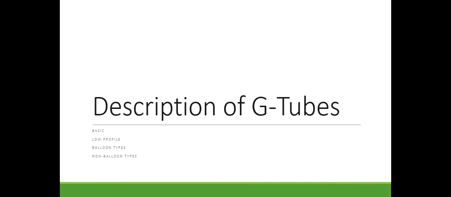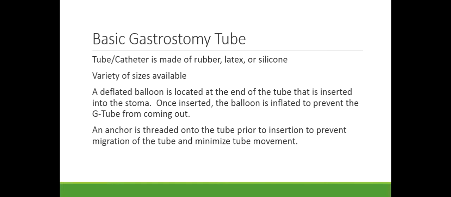Description of G-tubes. We're going to talk about basic, low-profile, balloon types, and non-balloon types. A basic gastrostomy tube is a catheter that's made of rubber, latex, or silicone and comes in a variety of sizes. A deflated balloon is located at the end of the tube that is inserted into the stoma. Once inserted, the balloon is inflated to prevent the G-tube from coming out. An anchor is threaded into the tube prior to insertion to prevent migration of the tube and to minimize tube movement.